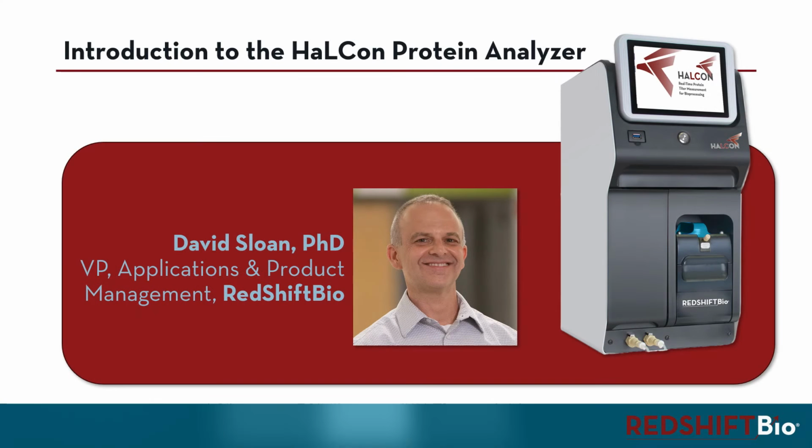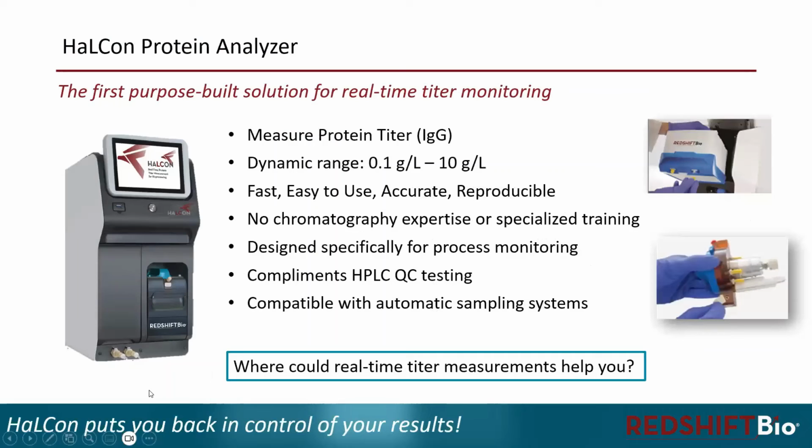Today's talk is going to focus on our HaLCon instrument for IgG or antibody titer measurements. What does HaLCon do? How can it benefit your science? HaLCon is the first purpose-built instrument for real-time IgG titer monitoring. It has a wide dynamic range from 0.1 all the way to 10 grams per liter.